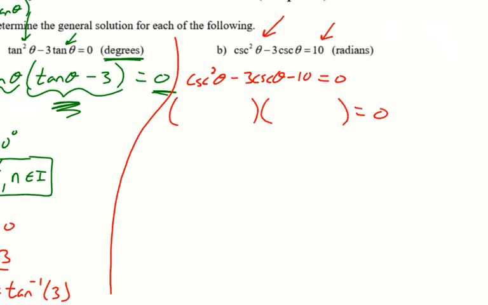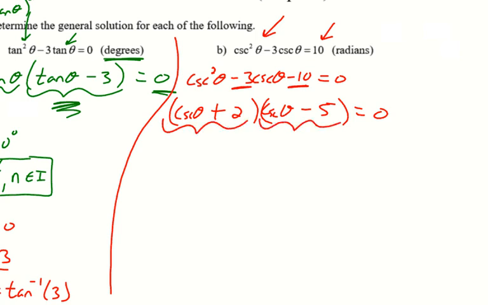All right, so I know this is going to be cosecant theta, and this one would be cosecant theta. And I'm looking for numbers that multiply to 10 and add to -3. This ends up being 2 and -5 as my answers for this one. So you can see again, I'm going to have two different ways to approach this, right?